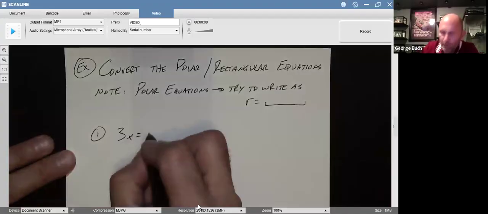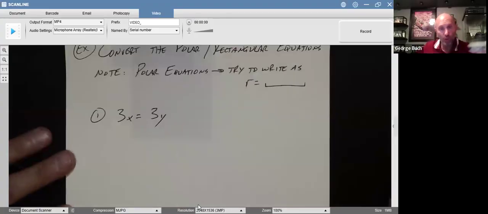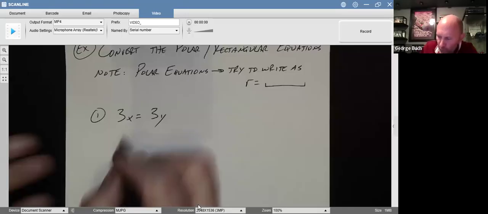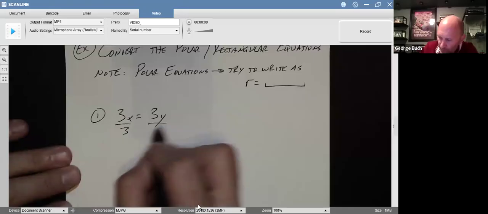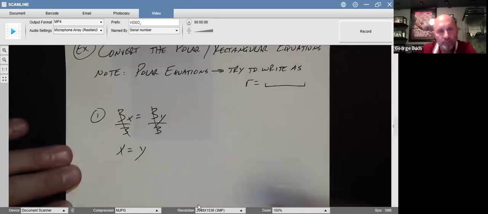is 3x equals 3y. So this is a rectangular equation. It has x's and y's. I want to get rid of that and have only r's and/or thetas. So the first thing I can do is what? Divide both sides by 3. So I get x is equal to y.